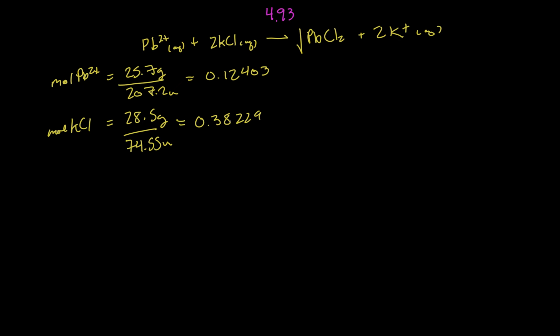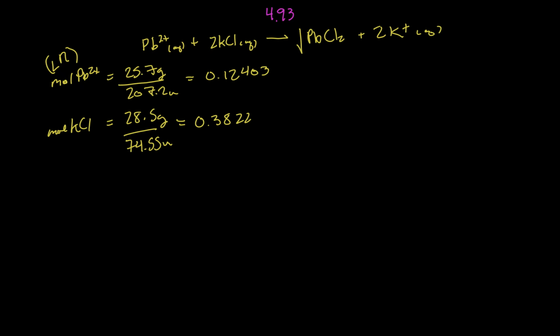Okay, so we can do the limiting reactant already. We have to divide this by 2 because of the 2-to-1 relationship here, but the moles of potassium chloride divided by 2 is still a greater value than the moles of lead 2 plus. So that means that lead 2 plus has to be the limiting reactant. Okay, so we know that that's the limiting. So let's put that over here, so we don't forget.